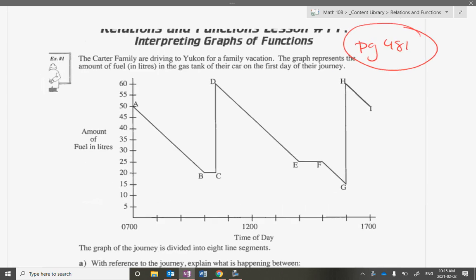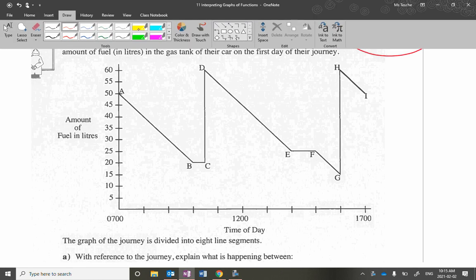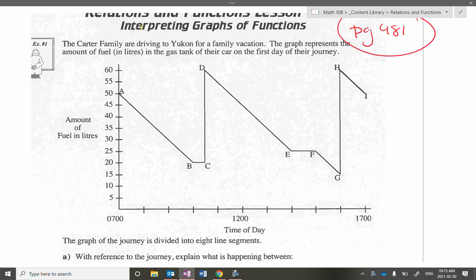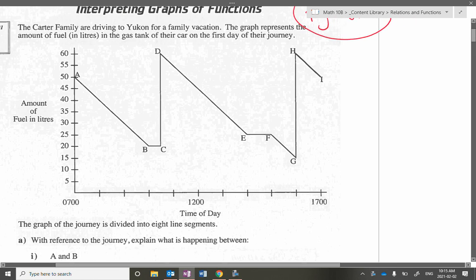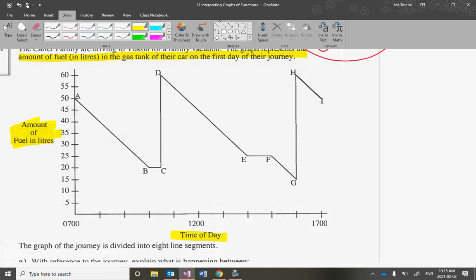Okay. So today's lesson is a lot of review from prior knowledge of math in general. You have done stuff like this in grade 7, 8, and 9. So we're looking at this graph to start off with. The graph is representing the amount of fuel in liters of a gas tank on day 1 of a family's journey. So notice on the bottom is our time of day, our x-axis, and our y-axis is the amount of fuel in liters.